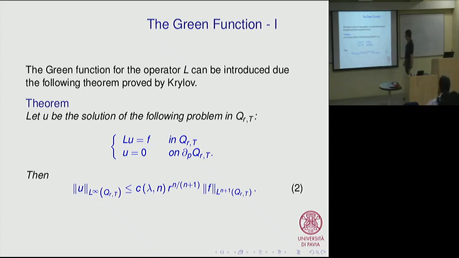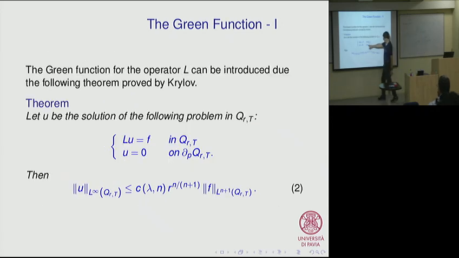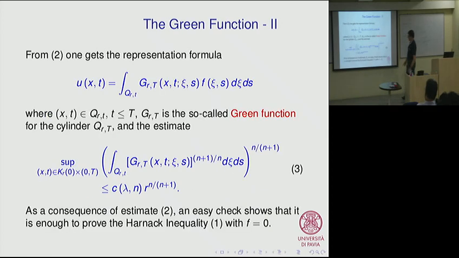And then this theorem is due to Krylov, and it says that the sup of u in the cylinder is bounded above by the L^{n+1} norm of f. This is a well-known result. I'm not going into details here. We take it for granted. What is important is that this result tells you that the Green function exists. What is the Green function? Well, the Green function is this guy. The fact that you can write the solution as the integral of these objects times f. I recall that f is what you have on the right-hand side. So you see we have f here. And this result by Krylov tells you that you can write the solution in this way.